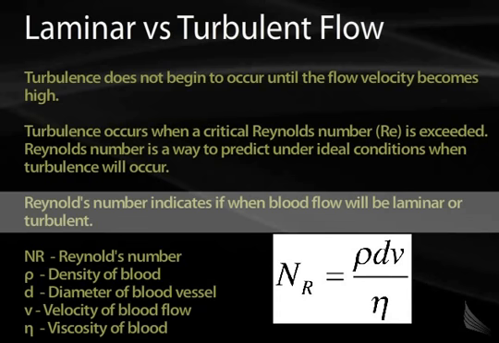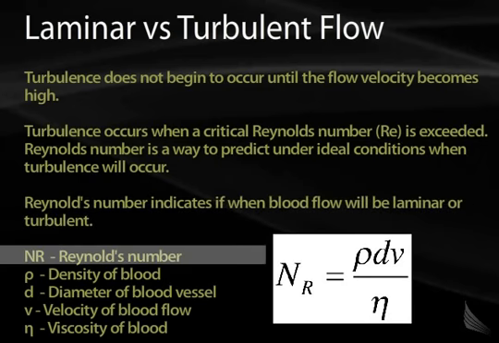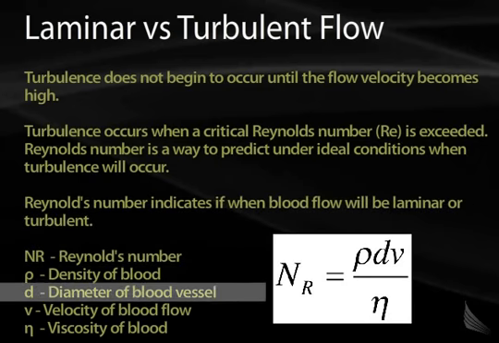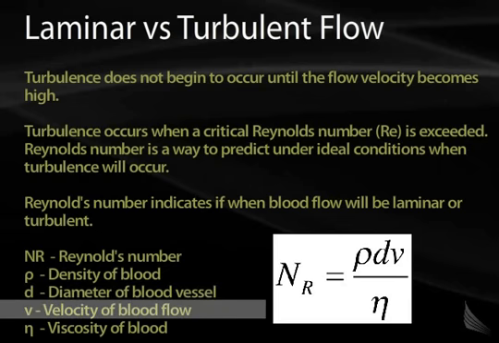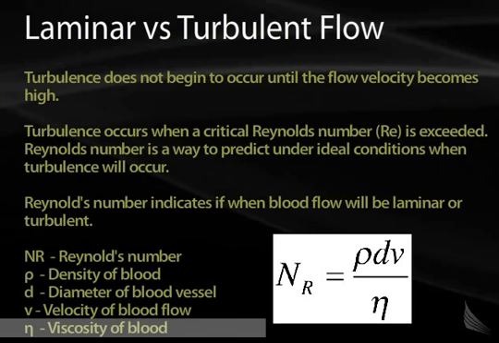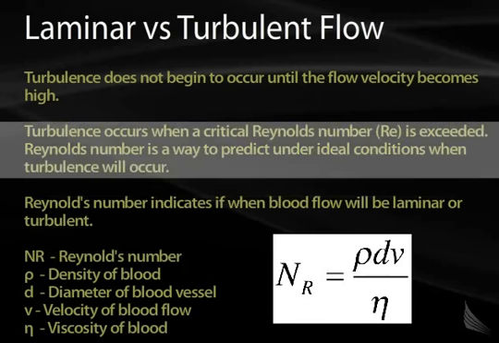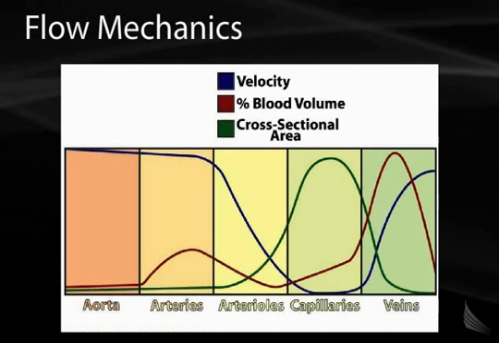You can calculate the Reynolds number through the following equation. N sub R is equal to density of the blood times the diameter of the blood vessel times the velocity of the blood flow divided by the viscosity of the blood. When a critical Reynolds number is exceeded, turbulence will occur. Again, as cross-sectional area increases when you move from the aorta to the capillaries, the velocity of the blood decreases. This inverse relationship is seen in all blood vessels.